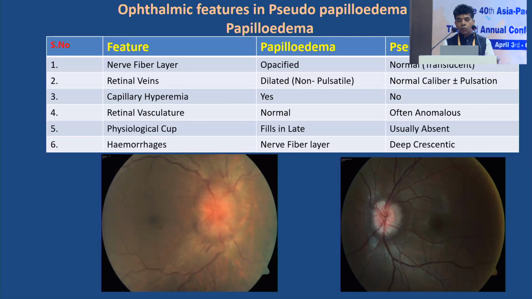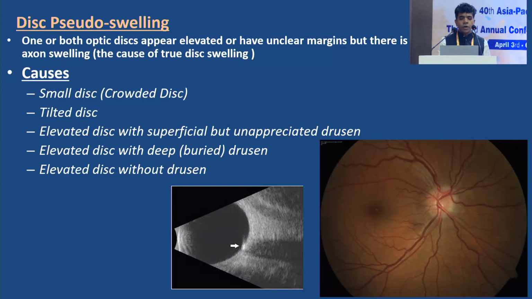So you have to rule out pseudopapilledema. And in a younger child, or in a mature adult, definitely do an A scan also to rule out hypermetropia. So it was a pseudo disc swelling, and it can be because of a small disc, tilted disc, or elevated disc with superficial but unappreciated drusen. Now you have OCT also to appreciate the drusen.